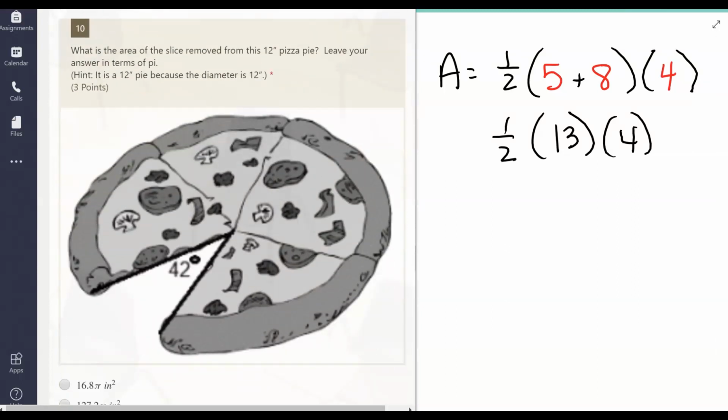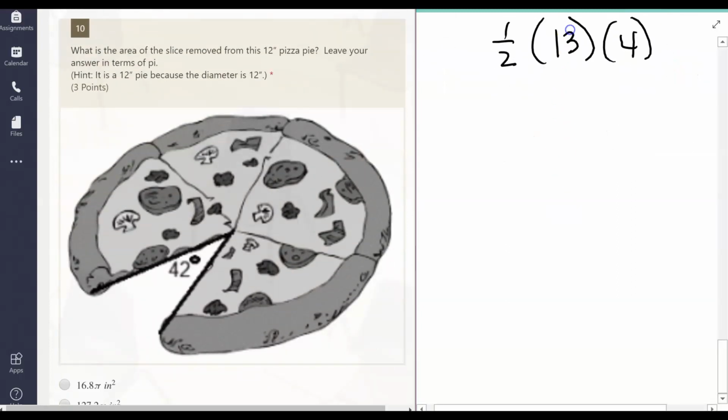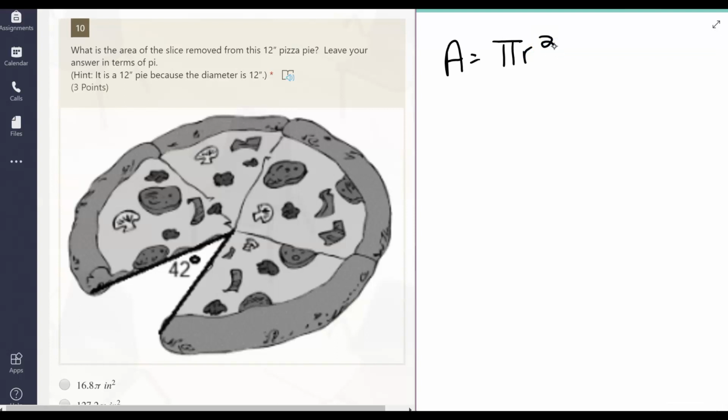Next, what is the area of the slice removed from this 12-inch pizza pie? What they're really saying is that we have a circle, and the area of a circle is pi r squared, but what we're looking for is a portion of this pie. While we can get the area of the full circle, we're only looking for a fraction of the circle. Out of the 360 degrees that make up a circle, we're only looking for the area of 42 degrees here.